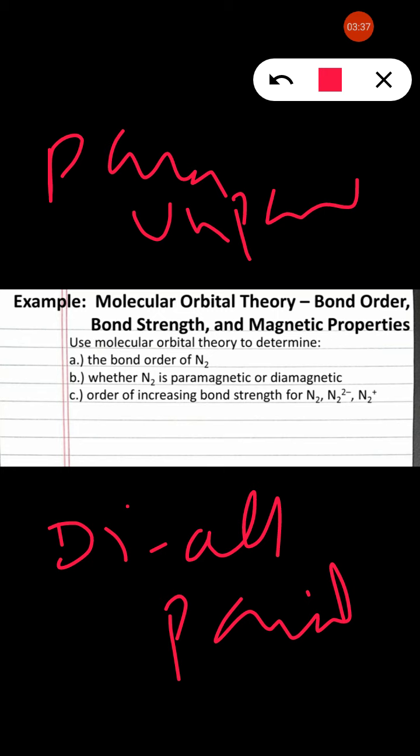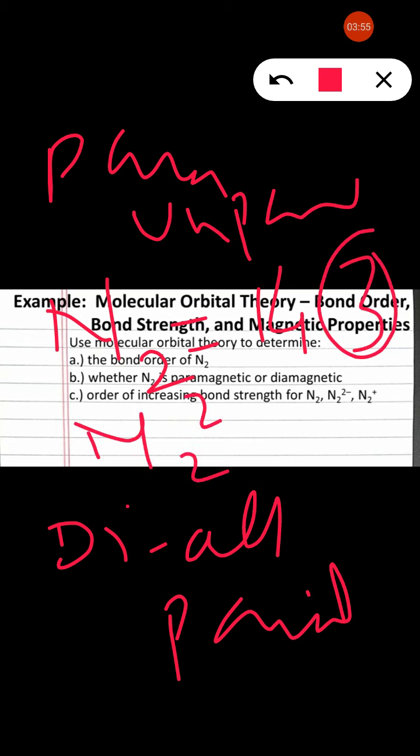Then the order of increasing bond strength for N2, N2 2 minus, N2 plus we can easily calculate because of the number of electrons. In nitrogen there are total 14 electrons, so its bond order is 3. As we know, N2 2 minus: N2 contains 14 electrons, 2 minus means 2 electrons are added, so it becomes 16 electrons.